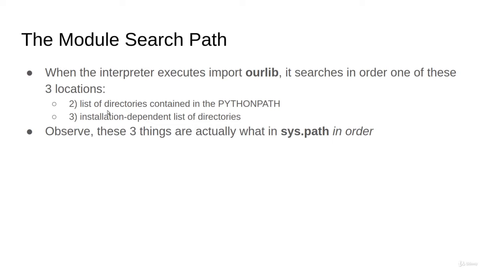The second location is the paths in PYTHONPATH, the environment variable that we discussed. The third is the installation-dependent list of directories. Remember, and we stressed that before, there is what we call sys.path in the sys module, and it actually contains these 3 things in that order. So what the module search path is actually doing is going through sys.path in order and trying to find the our lib module. If it couldn't find it, it will give you an error.